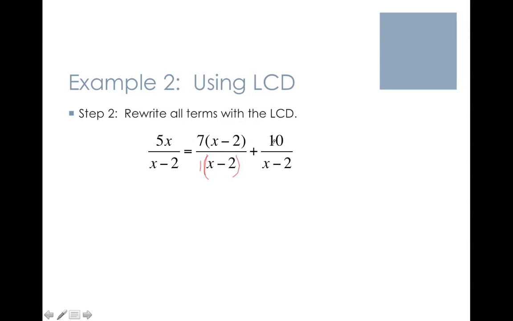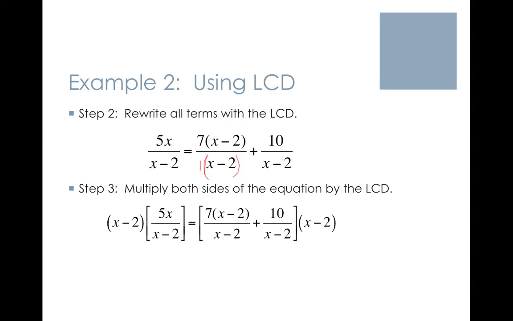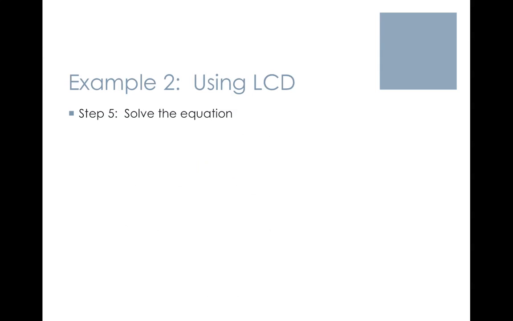Okay, so we've rewritten all of the terms with the LCD, and then we're ready to multiply both sides by the LCD. So when I multiply everything by x minus 2, that allows me to do my fourth step, which is to cancel all the denominators. And so what I'll have left is just the numerators to create an equation. 5x equals 7 times quantity x minus 2 plus 10. And so now that's the equation I'm going to solve.